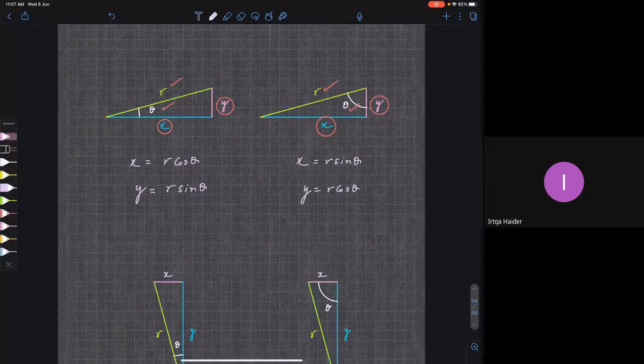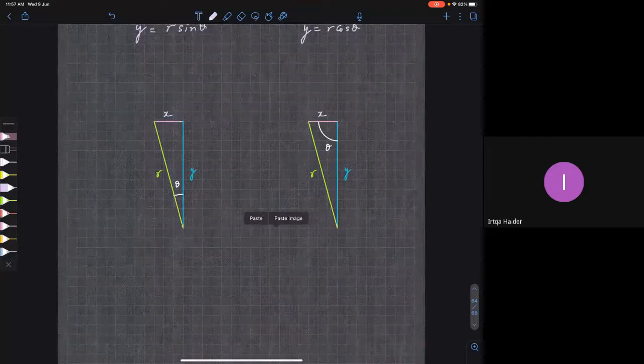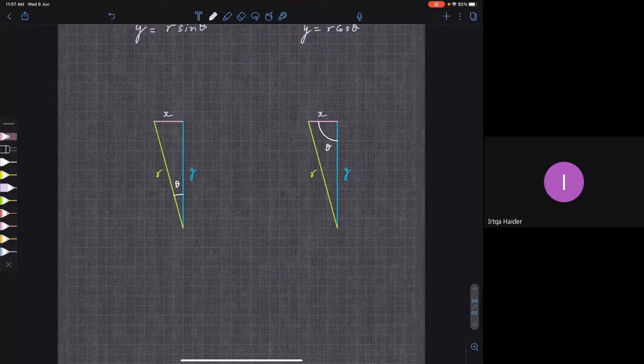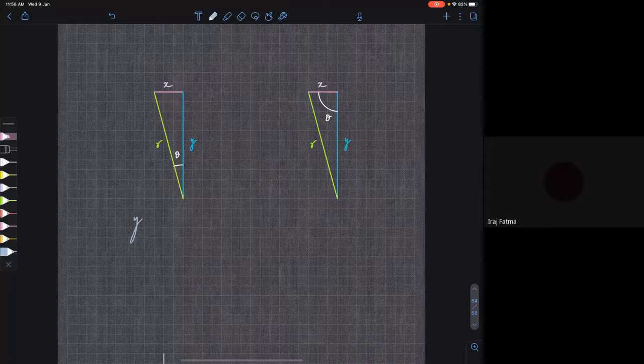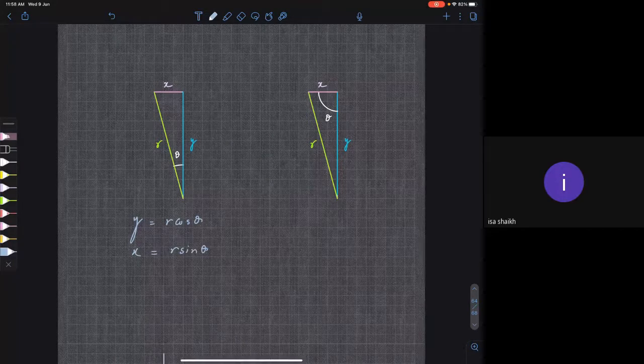This is very important. Even if the triangle is oriented in some other direction, you should not get confused. Here it is clearly visible that r is still the hypotenuse, x and y are perpendicular sides. Now tell me, in this triangle, what is x and y? y is equal to r cos theta and x is equal to r sin theta. That is 90 degrees. This is theta.